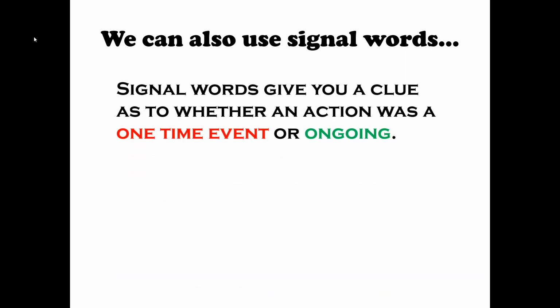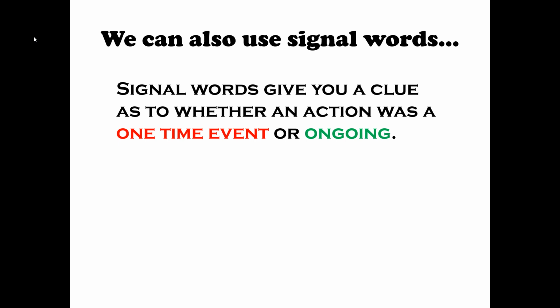Finally, we can use signal words when we're reading a passage and we are trying to figure out which verb to use, or if we want to express ourselves in Spanish. If we think of some different signal words, it will help us figure out which tense we should use. The one-time events, the preterite, the red ones, or the ongoing events, the imperfecto, the green ones.